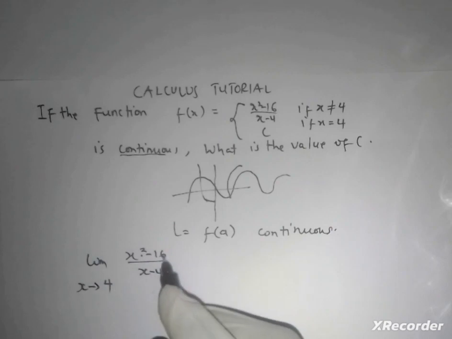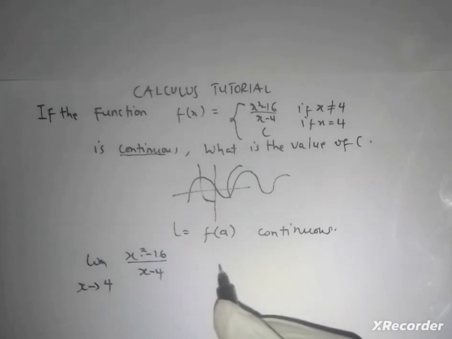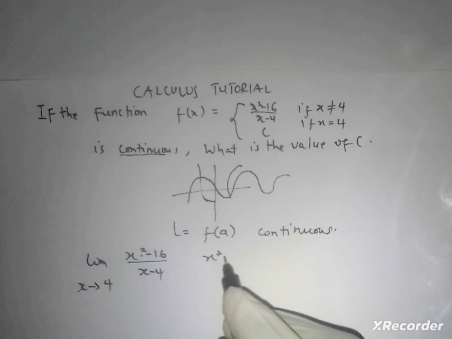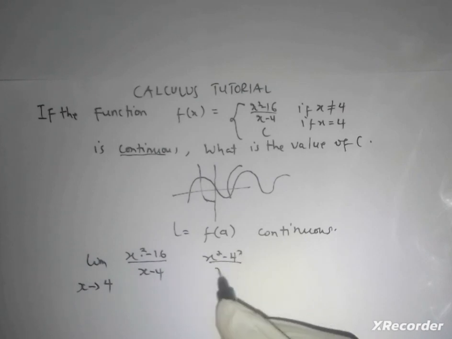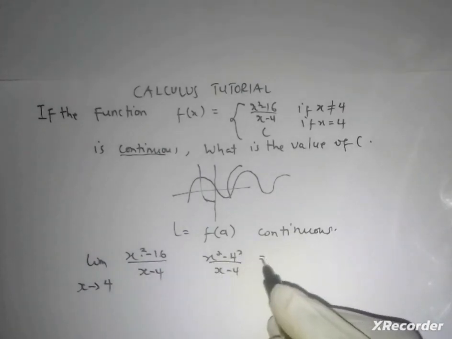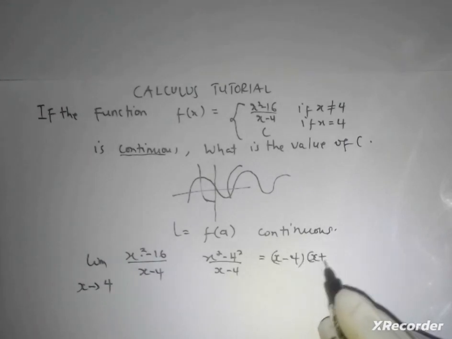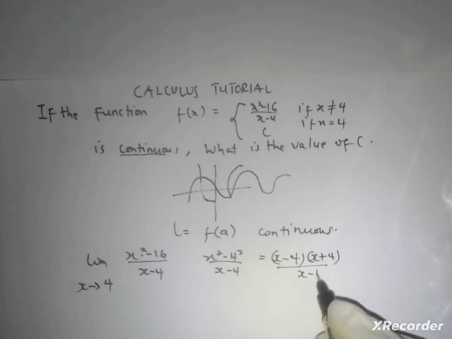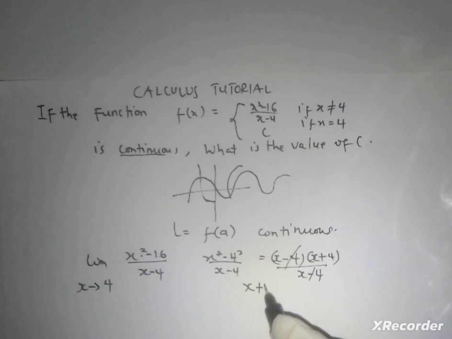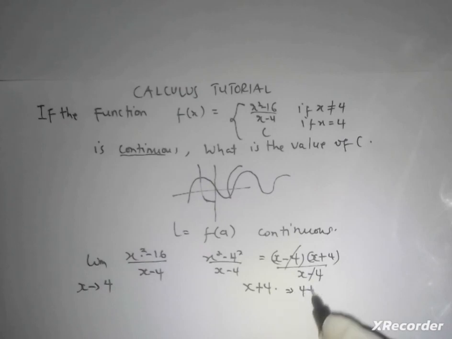So let's see what we're going to do. If you find a limit, you have to simplify. The top one is a difference of two squares. We're going to have x squared minus 4 squared all over x minus 4, and this becomes x minus 4 times x plus 4 all over x minus 4, so that this will cancel this out. So I'm left with x plus 4, and at this point I'm free to put in my 4. So I'm going to get 4 plus 4, which is what? 8 as my limit point.